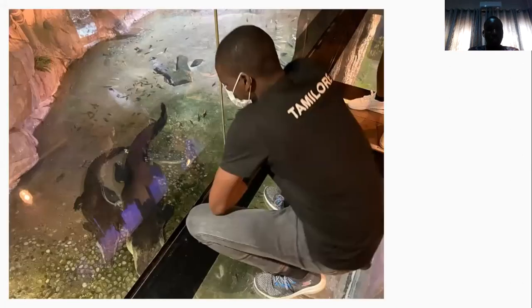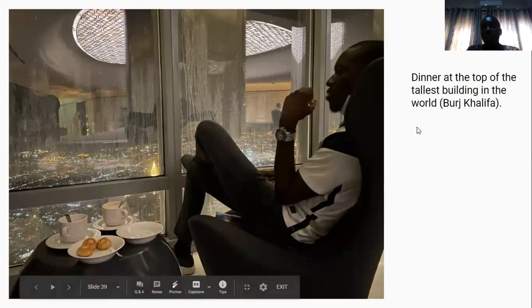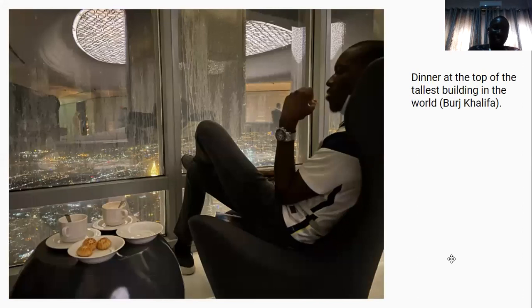So this was me when I was in Dubai, at the underwater zoo. All from money made from affiliate marketing. And then I went to the top of the tallest building in the world, the Burj Khalifa, with money made from affiliate marketing. And then I decided to have dinner there, just cookies and cappuccino. You can see the whole view of the city from the top. It's a crazy view, from about the 168th floor.